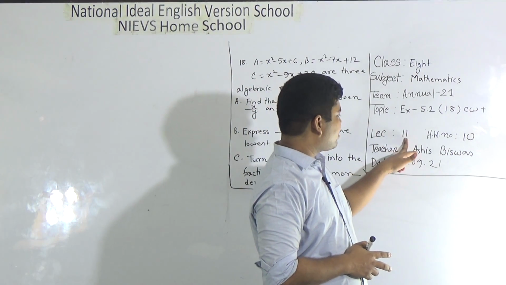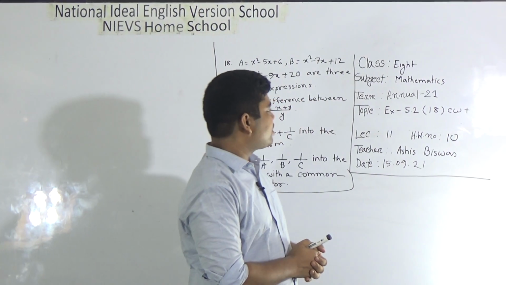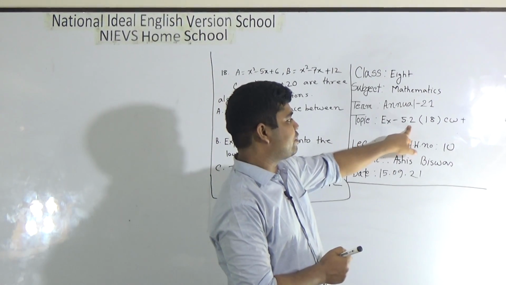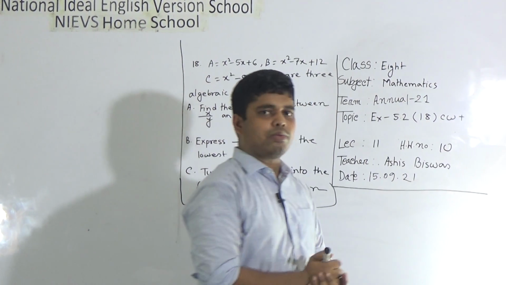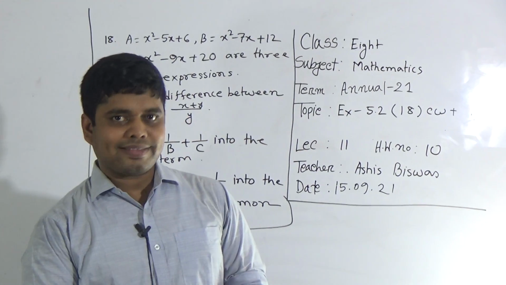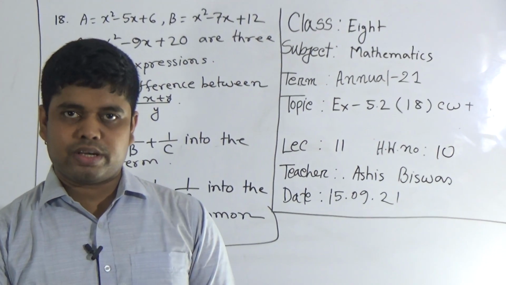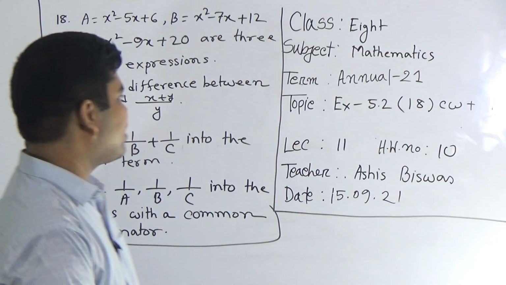Today is our lecture number 11 of annual term, and today's SW number will be 10. My dear students, today's topic is exercise 5.2. From 5.2 we shall solve CQ 18 as your CW and CQ 17 will be your SW. You must do your essay in the SW copy and submit it regularly at our school campus every Saturday. So my dear students, let us start our class.